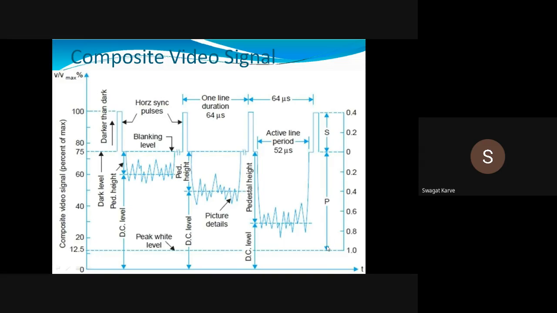So you have to maintain this pedestal height. That means you have to insert that DC value or DC threshold to maintain that particular height or the particular voltage, so that there will be a proper synchronization. Okay. So this is about the composite video signal.